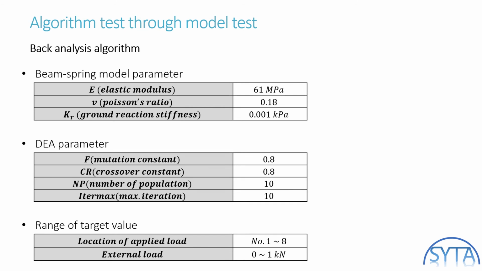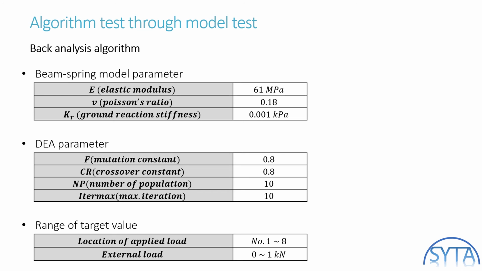The input properties for the algorithm performance test are shown in the table. The modulus of elasticity and Poisson's ratio of the model were measured by performing a uniaxial compression test. In the model test, since there is no ground, it is correct to set the ground reaction stiffness to 0. But a ground reaction stiffness of 0.001 kPa is used because the displacement diverges in the beam spring model.